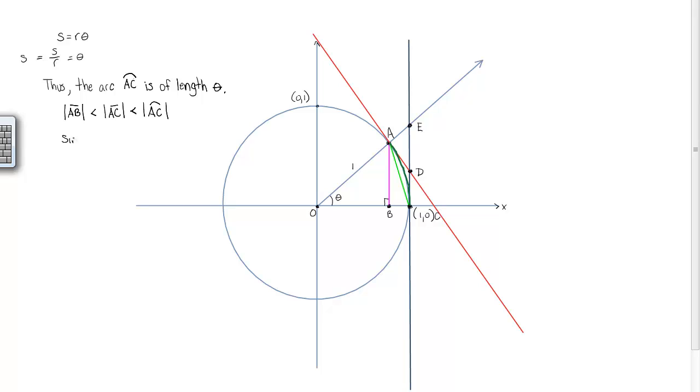We know the length AB is the sine of theta, and we know that's supposed to be less than the size of the line segment AC, which is less than the distance of the arc AC, which we've said was theta. What this basically tells us is that the sine of theta must be less than theta. This is kind of important. This is where we want to go.